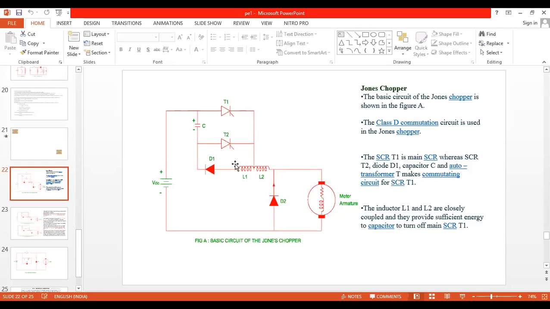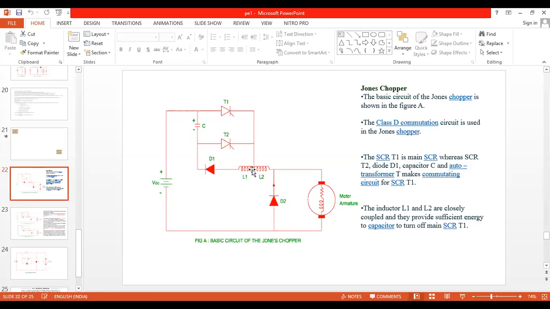So case 3 heading is capacitor recharges, inductor L1 de-energizes. When it is energizing, this is plus and this is minus. But now it is de-energizing, so this point should be plus and here it should be minus. So the de-energizing current of inductor L1 flows from L1 plus to D1, D1 to C plus, C plus to C minus to T1, and from T1 to L1 minus.